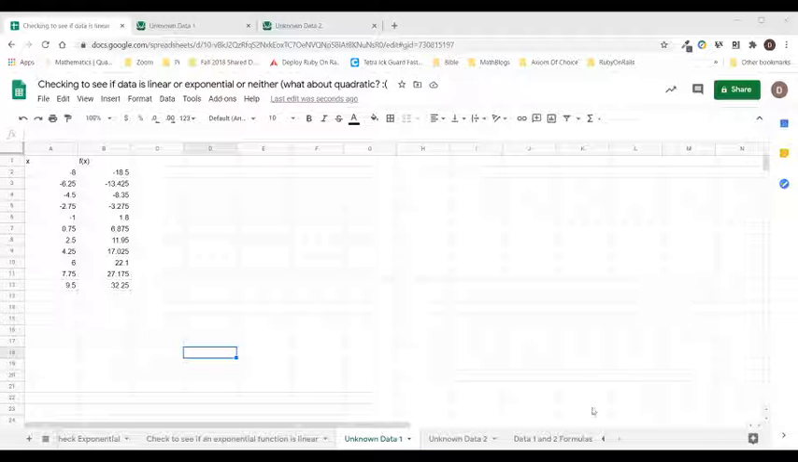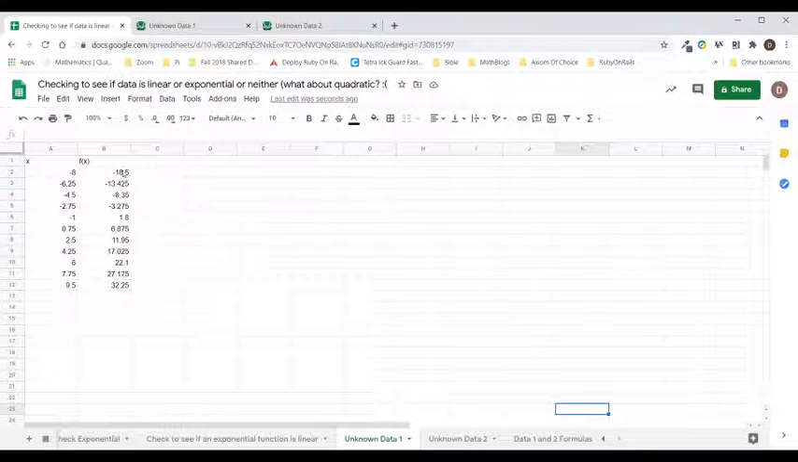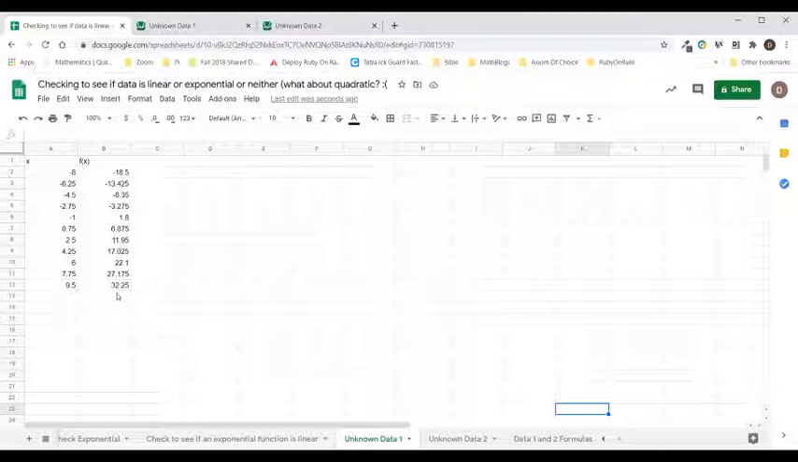So I'm going to look at some of the data right here. I have x running from -8 to 9.5. I've got f of x running from -18.5 to 32.25. The very first thing you should do when you're looking at data and you're trying to decide what kind of data it is, is to graph it, right?